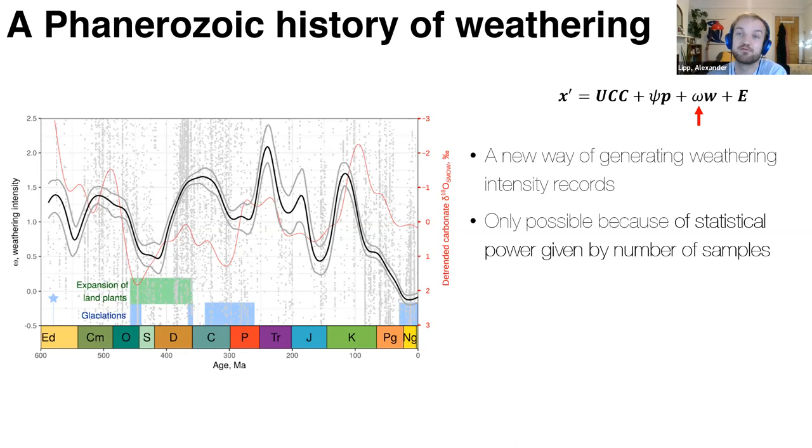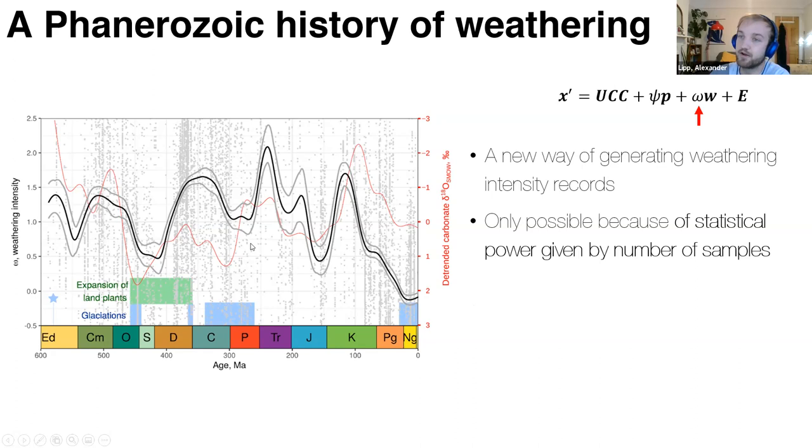Previously we focused only on using proxies hosted in carbonates, like strontium isotopes, lithium isotopes or osmium isotopes. But in aggregate, now that we have these very large systematic databases, we can start generating a new kind of weathering intensity record, by using the central tendency of large numbers of sediment intensity proxies. This is only possible in aggregate, by use of the law of large numbers effectively. So this is a new way of generating sedimentary records.